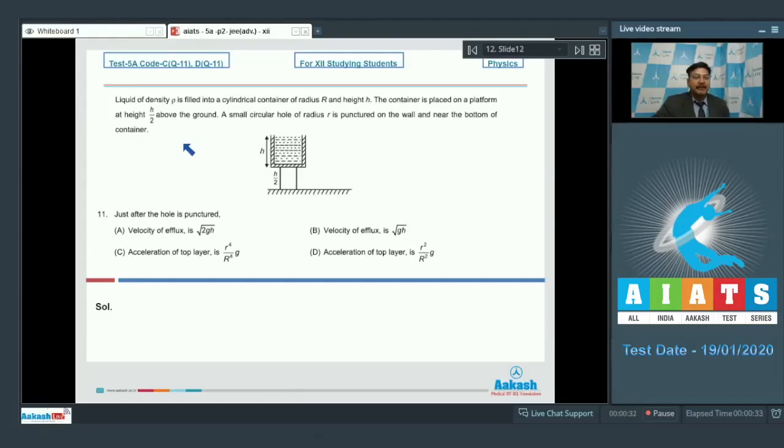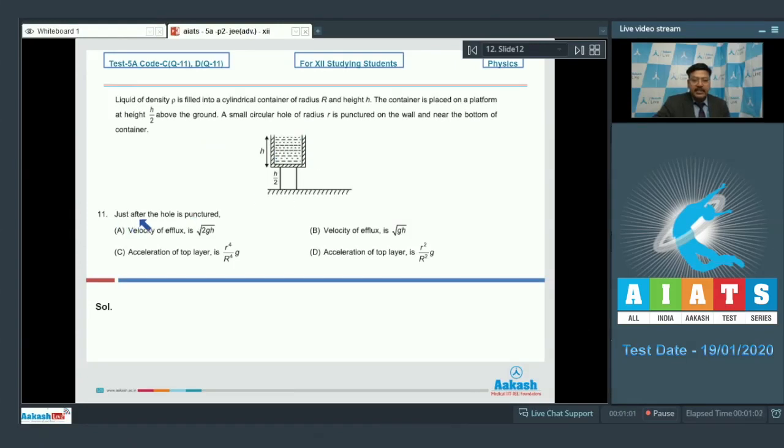Well, now we have the paragraph for questions 11 to 13. Let's read the paragraph. It says, liquid of density rho is filled into a cylindrical container of radius R and height h. The container is placed on a platform at height h by 2 above the ground. A small circular hole of radius r is punctured on the wall and near the bottom of the container. Now this is the arrangement shown.